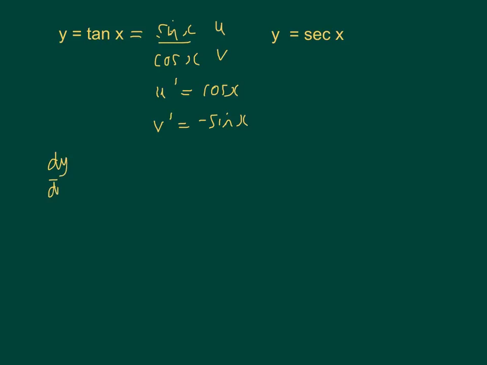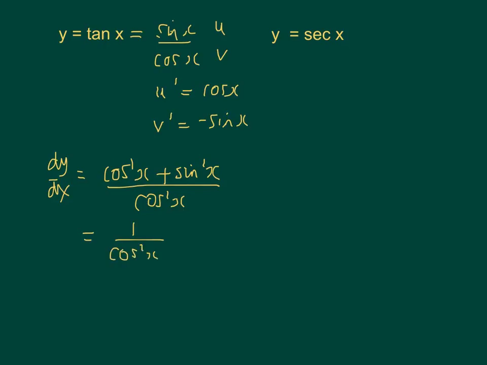So dy by dx is bottom v times du by dx, that's cos squared x, cos x times cos x, and then minus the top of the fraction u times dv by dx, that's minus sine squared x. So the two minuses will cancel out and we'll get sine squared x. And then it's all over v squared, or the bottom squared, which in this case will be cos squared x. Now, I hope you recognise the top of the fraction comes to 1, another of your C2 identities. So we've got 1 over cos squared x, or sec squared x. So the differential of tan x is sec squared x.